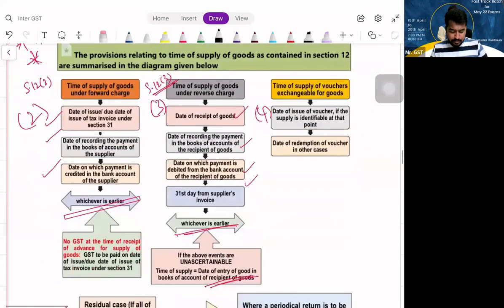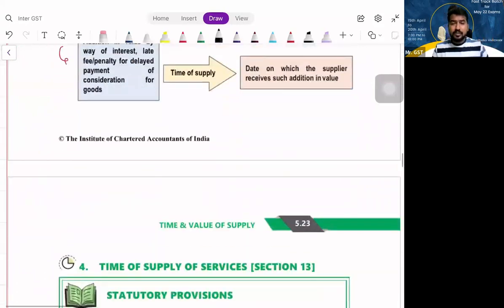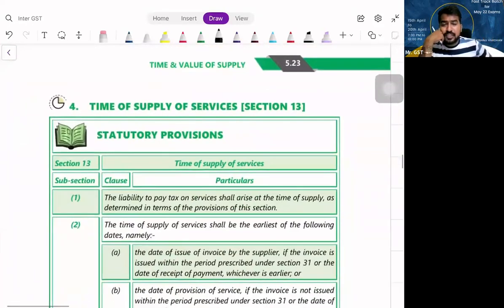Right? Let us proceed with section 13. So what is section 13, my dear friends? Time of supply for services. We are done with section 12, time of supply for goods. What is section 13? Time of supply for services. But before understanding section 13, we should discuss what?